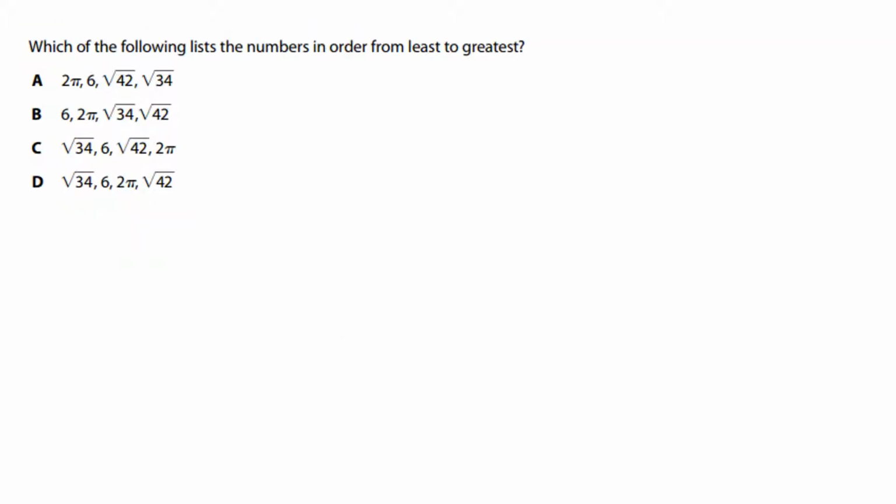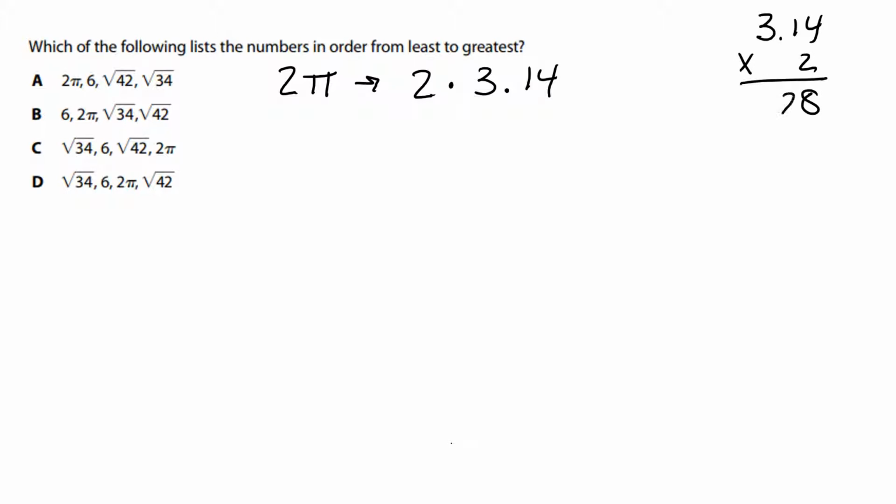Which of the following lists the numbers in order from least to greatest? So looking at all of these possibilities, we have 2 pi, meaning we're going to multiply 2 times 3.14. If I was to set that up long ways and multiply, 2 times 4 is 8, 2 times 1 is 2, bring down my decimal, 2 times 3 is 6. I get an answer of 6.28. The second value I have is a 6. It's just a whole number 6.